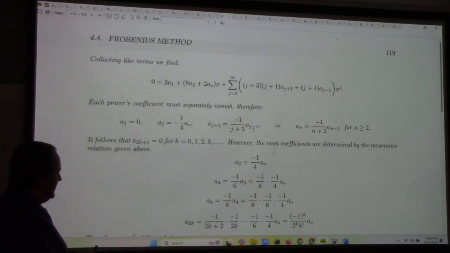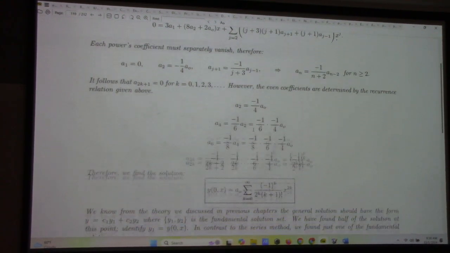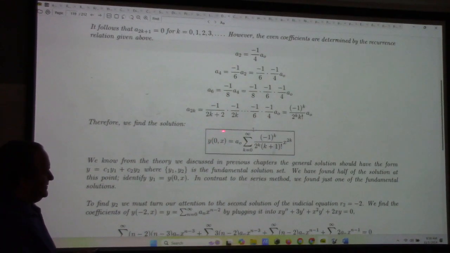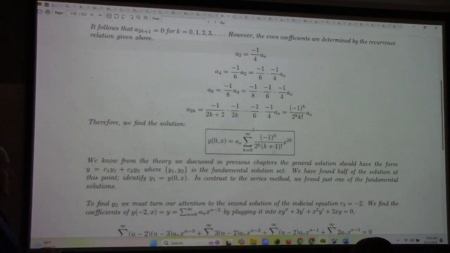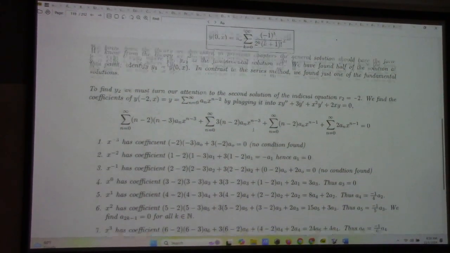This one here, though, after I work out the algebra, I find my way to this solution here, and this is from index 0. So this is our Frobenius solution for index 0. Of course, we need to find the other solution, y2. We're going to look at index minus 2. And when you plug it in and work it out, you have to remember this, the boxed equation there. We plug it in and work it out.